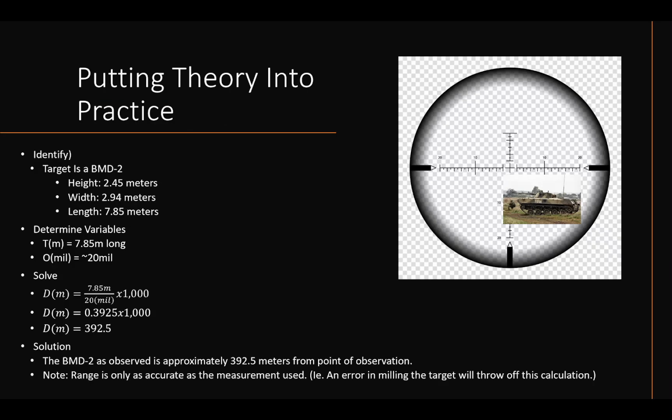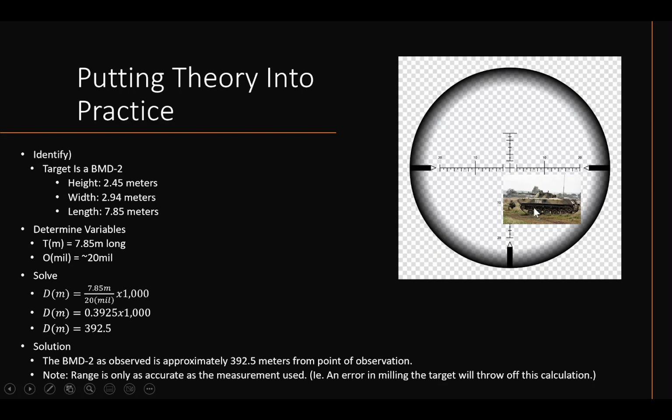So, how do we actually use this in practice? First things first, always you have to identify the vehicle you're dealing with. So, in this case, we have a BMD2. We know that our BMD is 2.45 meters tall, it is 2.94 meters wide, and it is 7.85 meters in length. Then we take whatever dimension we're going to be working with. In this case, it will be whole length, and we measure that. So we have the BMD stretching from 0 mils to 20 mils, meaning it is approximately 20 mils in length.